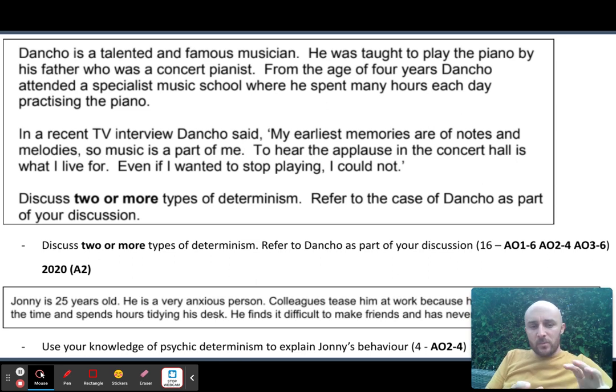All right. So you would need to describe determinism, or 2 types of determinism. So for 6 marks here, you're looking at 8 separate points about determinism. You then apply it, and then 2 evaluations, I would say. That is the first of the debates.